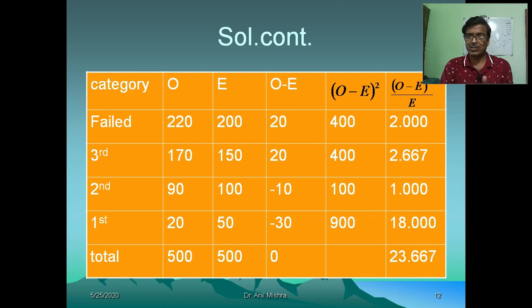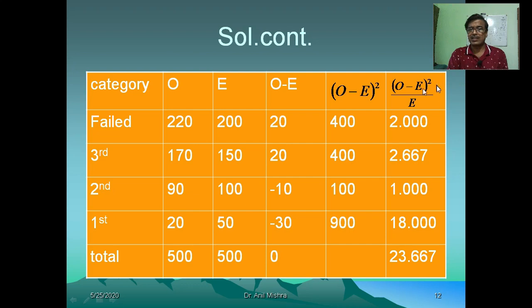Thereafter we are going to calculate the chi-square value, which is calculated as O minus E whole square divided by E. That is the chi-square value. What is the chi-square value? The chi-square value is 23.667.